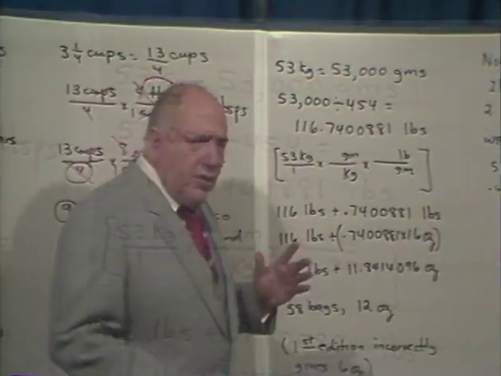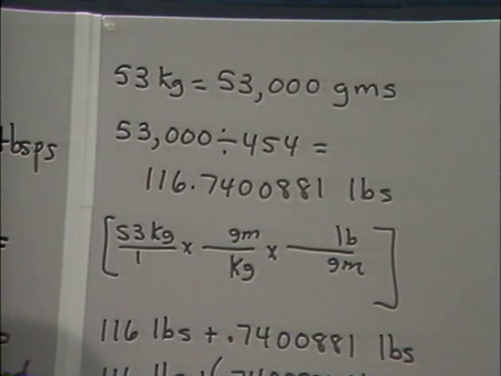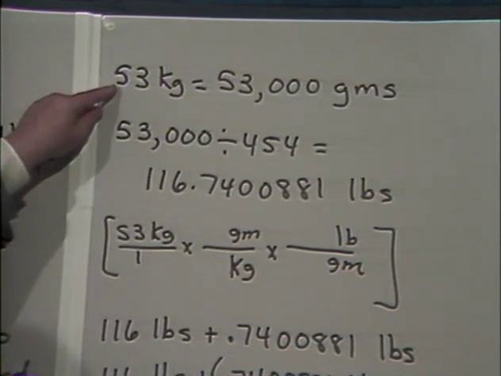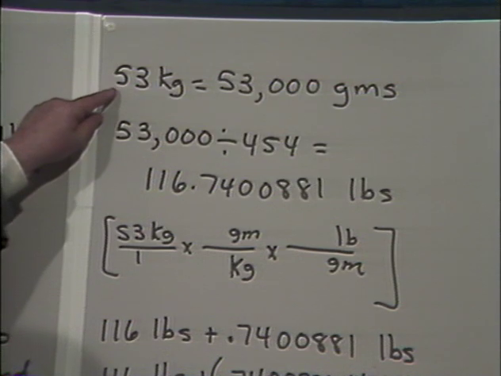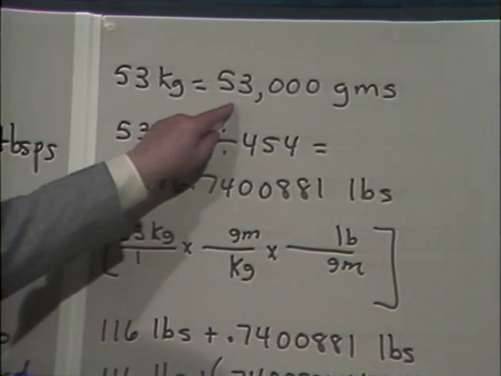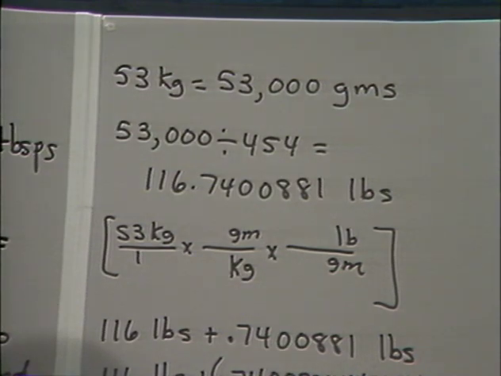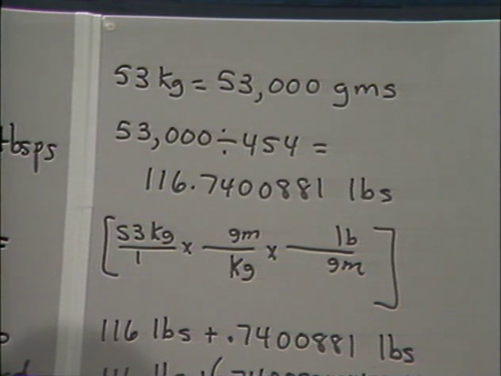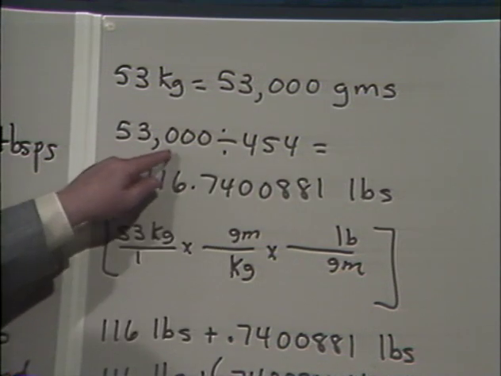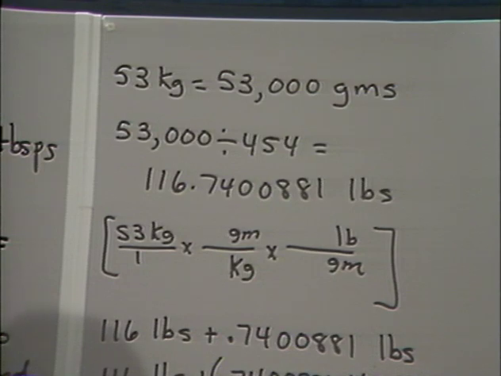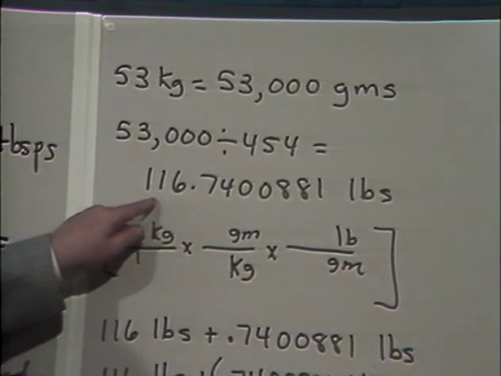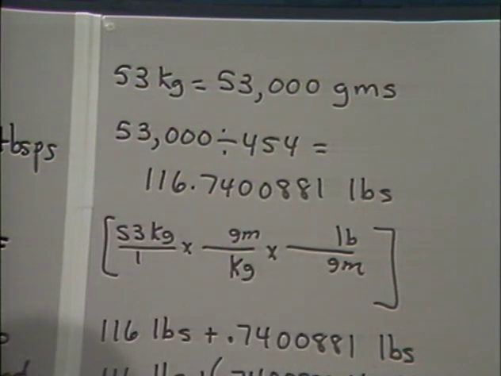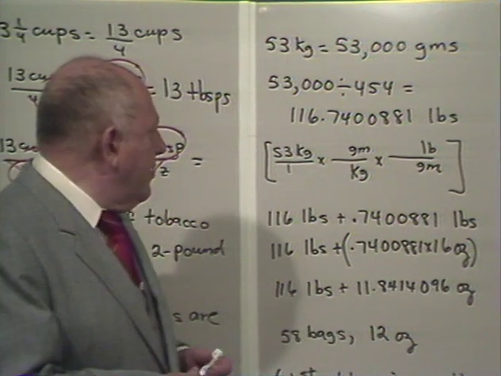So the way we get around this, well, first of all, let me show you how to handle this without the dimensional analysis. Then we'll bring the dimensional analysis into it. I have 53 kilograms. I want to convert to grams. Remember, there are 454 grams to a pound. So from kilograms to grams, I simply multiply by 1,000. Then, once I've converted to grams, since there are 454 grams in the pound, I divide the 53,000 by 454, and that will give me how many pounds? And that's 116.7400881.